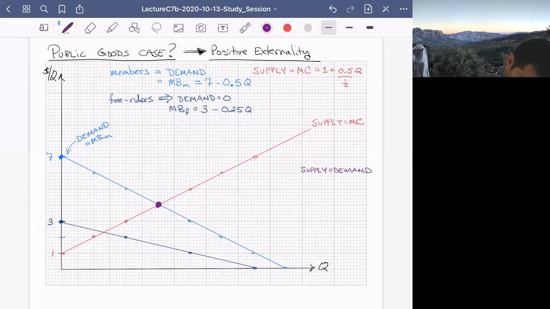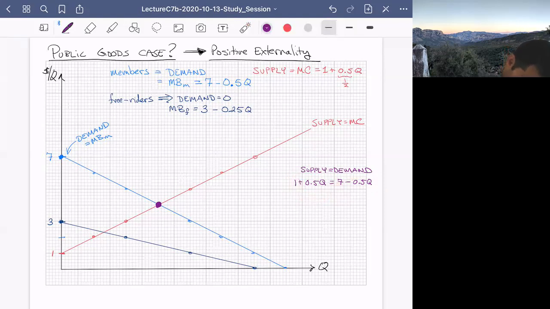I know that my supply curve is 1 plus 0.5 Q, and I know my demand curve is 7 minus 0.5 Q. I can take the constant terms and move them over. So what I'll do is take this 0.5 Q and add it to this 0.5 Q, and take this 1 and subtract it from that 7.